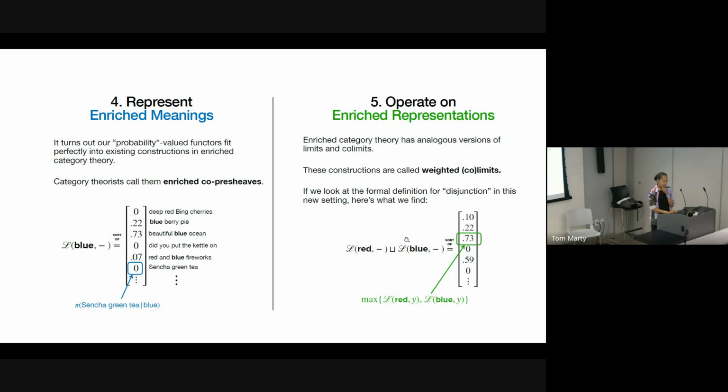And then I mentioned there's ways to do things like conjunction or disjunction or even implication in enriched category theory. So again, if you open up your favorite textbook, they have these sort of complicated definitions called weighted limits and co-limits. In our setting, if I take sort of the disjunction between the functor for red and blue, again, I get a vector indexed by strings.